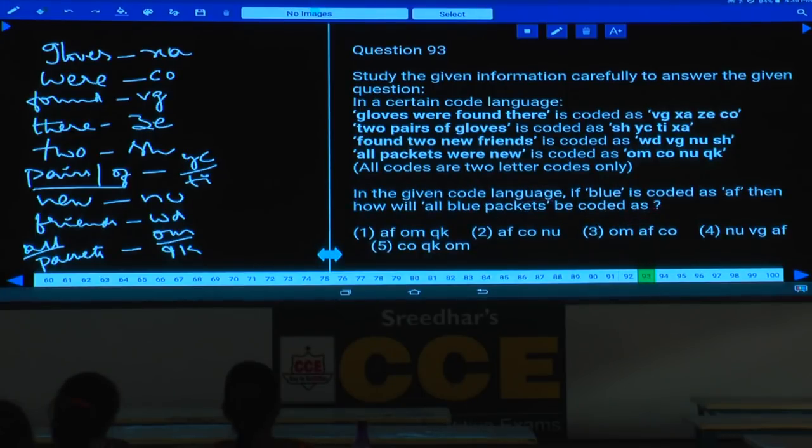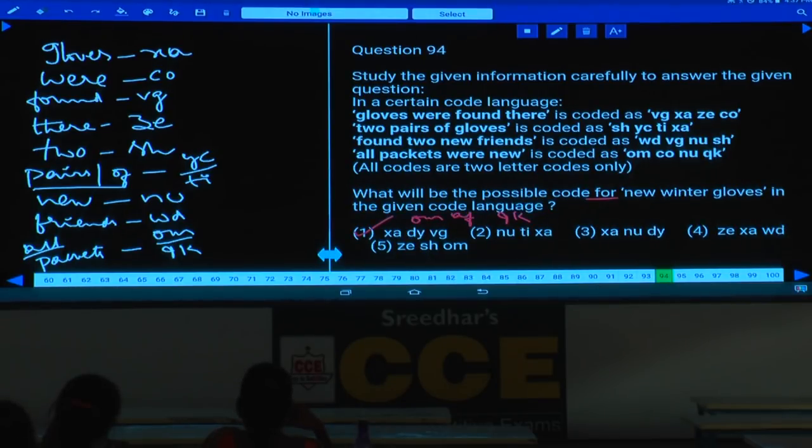Then question number 93. In the given code language, if blue is coded as AF, then how will all blue packets be coded as? Blue is coded as what? AF. Then all. What is the code to this word? All and packets could be OM and QK in any order, isn't it? OM and QK, OM, QK, AF, that is choice 1, 93.